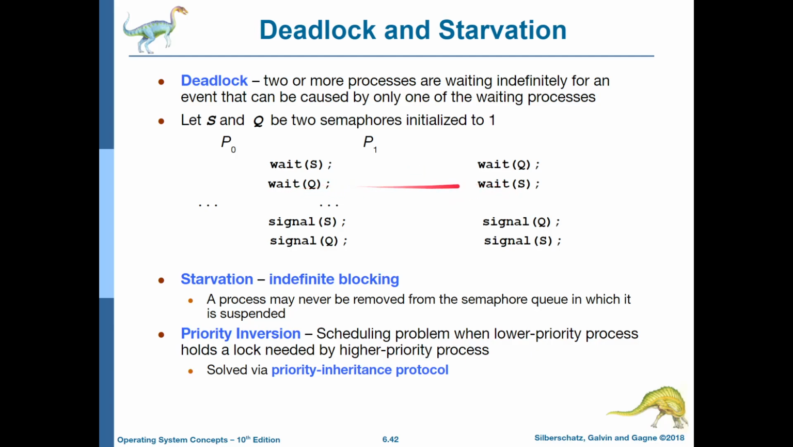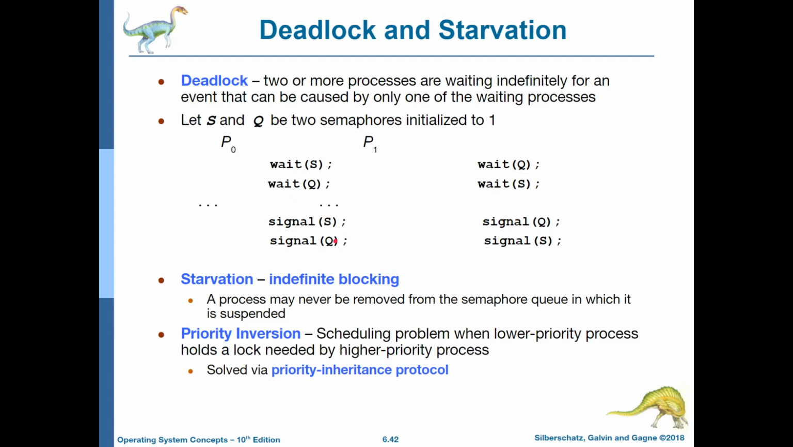Deadlock is where two processes cannot proceed because they're waiting on an event from the other. Process 1 is waiting for process 0 to signal S. Process 0 is waiting for process 1 to signal Q. This particular starvation, where we have indefinite blocking, is a problem since none of these processes will actually be removed from the queue.